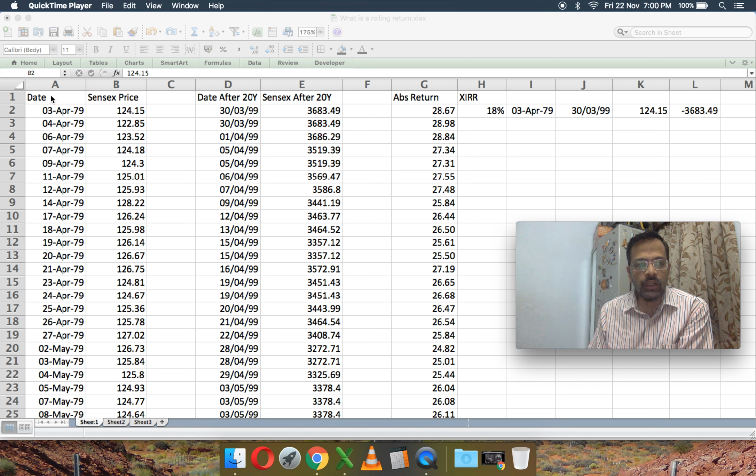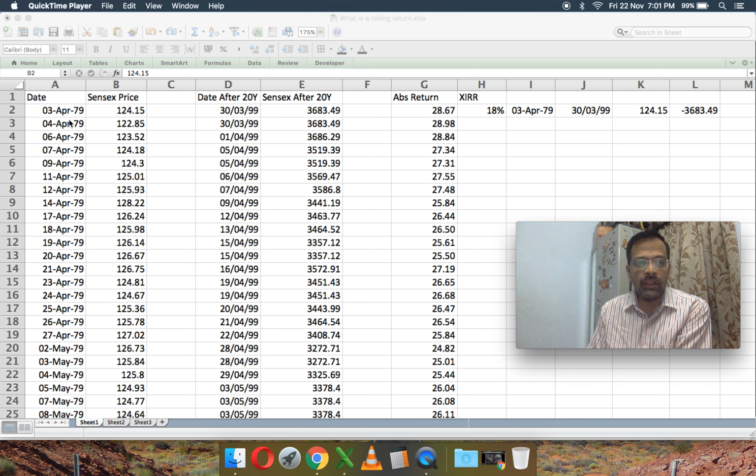What you see here in columns A and B is the date and Sensex price, since the date it was first calculated, 3rd April 1979. That's just the price data, and dividends are not included, but that doesn't matter here. Let's say I want to find out the 20-year return from the Sensex price index, and I want to find every possible 20-year return in the past.